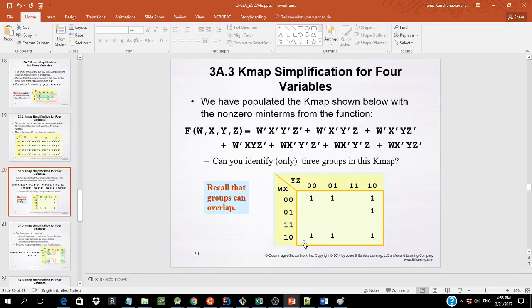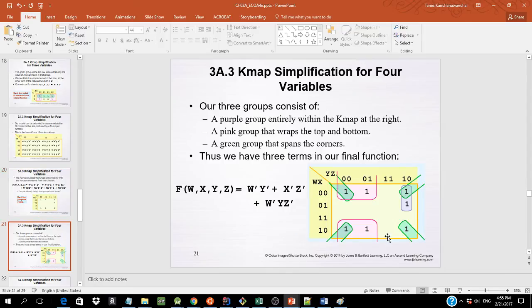We can have a group of 4 here and here, right? And we can actually have a group of 4 at each corner, right? Like that, and then a group of 2. That's the largest group, right?